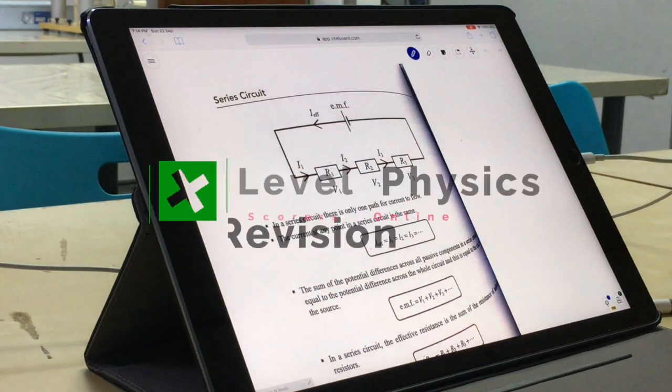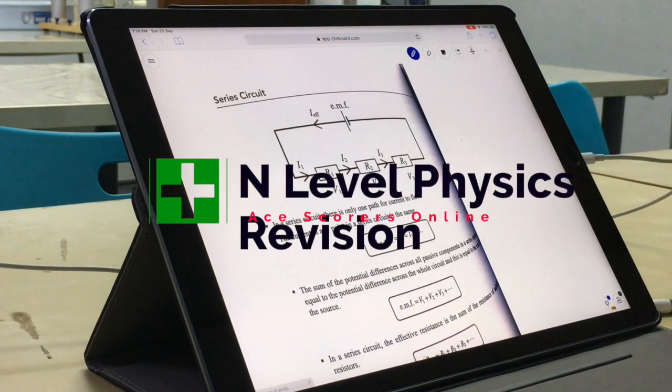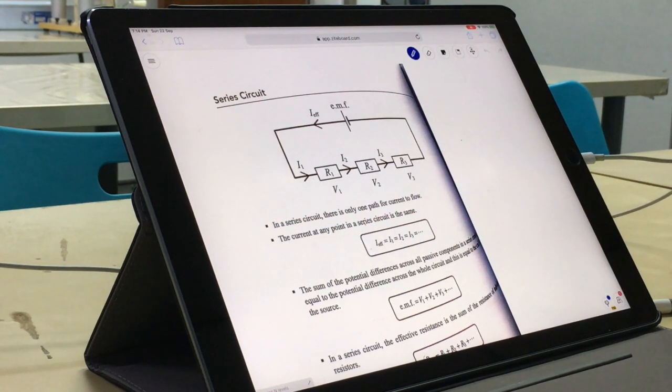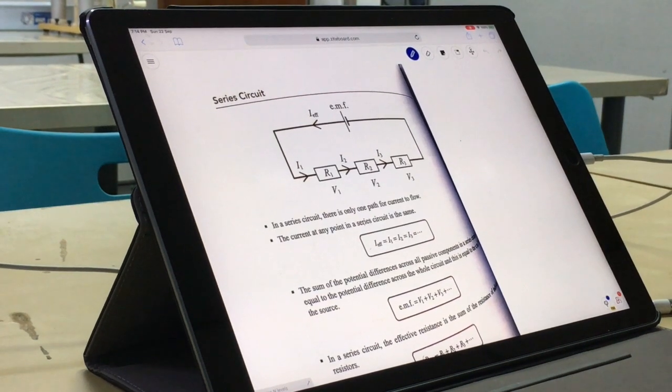Can you see a worksheet? Yeah, I can see. Can you tell me roughly what you see there, just to make sure? I can see. Okay, what do you see on the worksheet? The series circuit. Okay, very good.